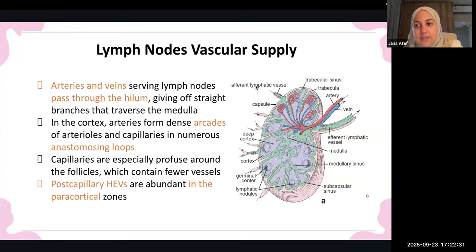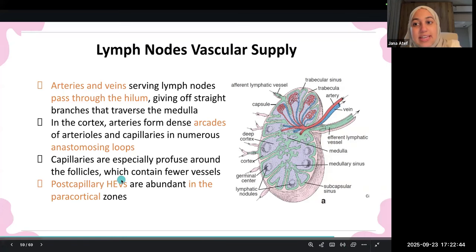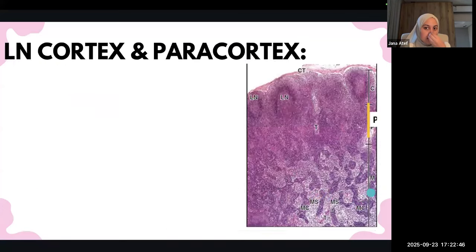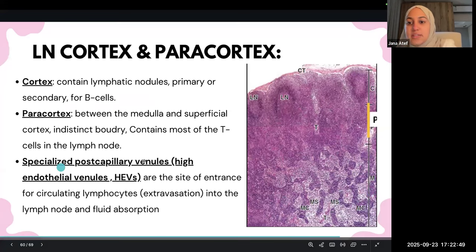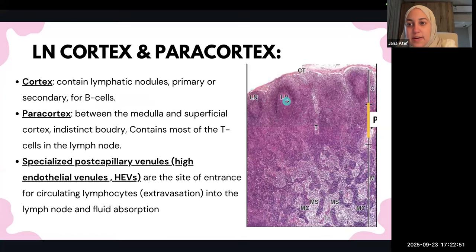Now, the paracortex. What is found in the paracortex? What we just mentioned was found in the paracortex: the HEVs, the high endothelial venules. The cortex has nodules. The paracortex has the specialized postcapillary venules, the HEVs. These are the sites where the lymphocytes go in and out.